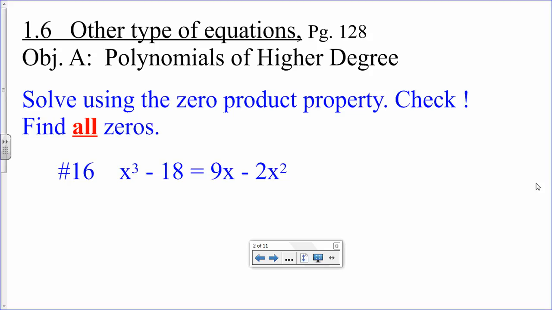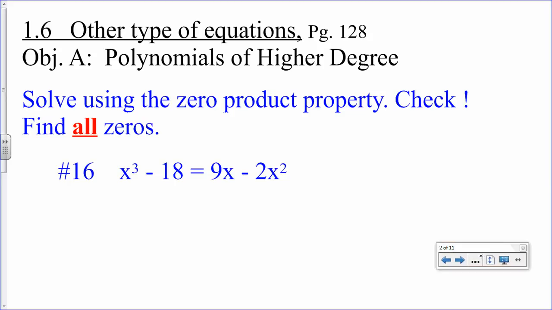So 1/6 is higher ordered polynomials. So we're going to be solving polynomials that are higher ordered than quadratics. We looked at this type already in the 1/5 section, this x to the cube. But we want to go over this process because we'll use it for ones that are higher ordered.